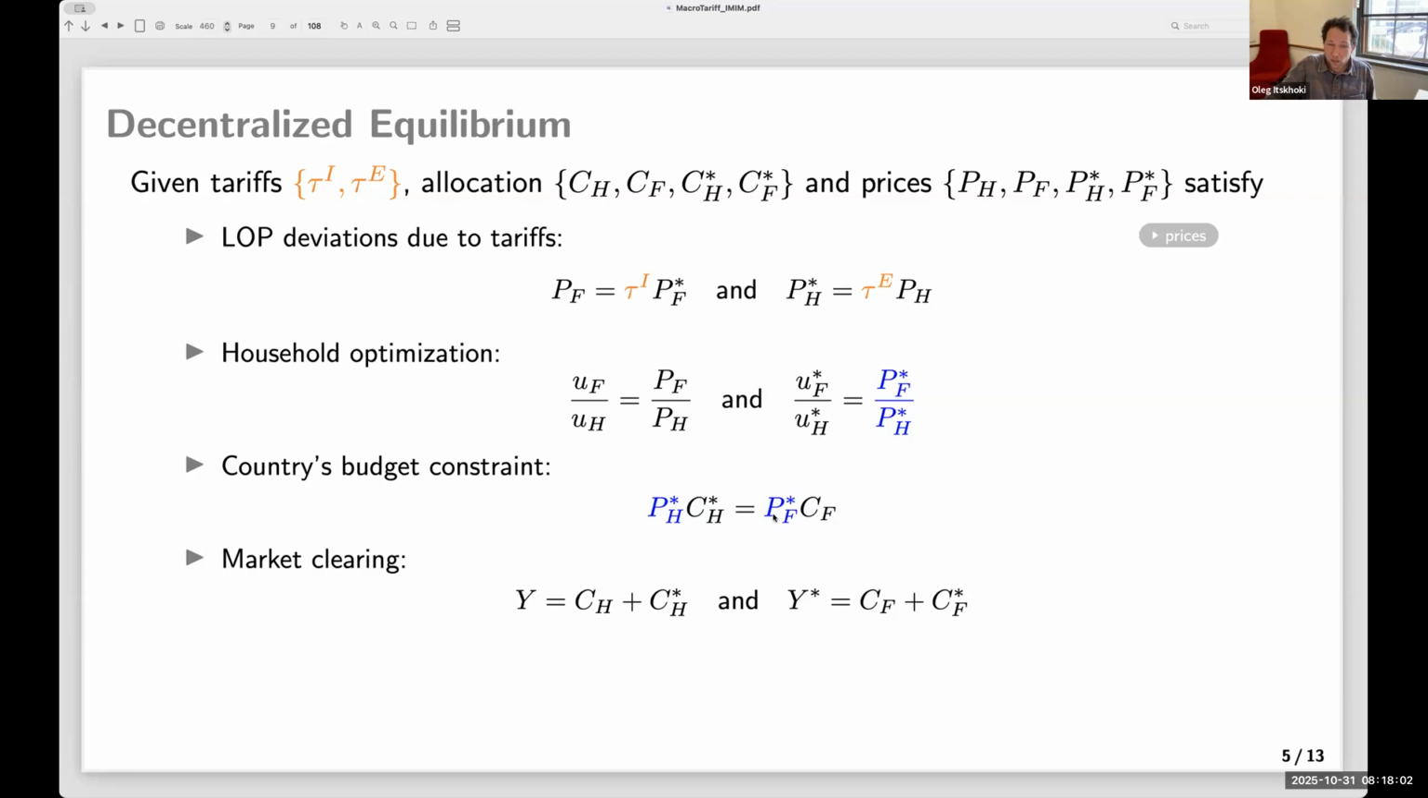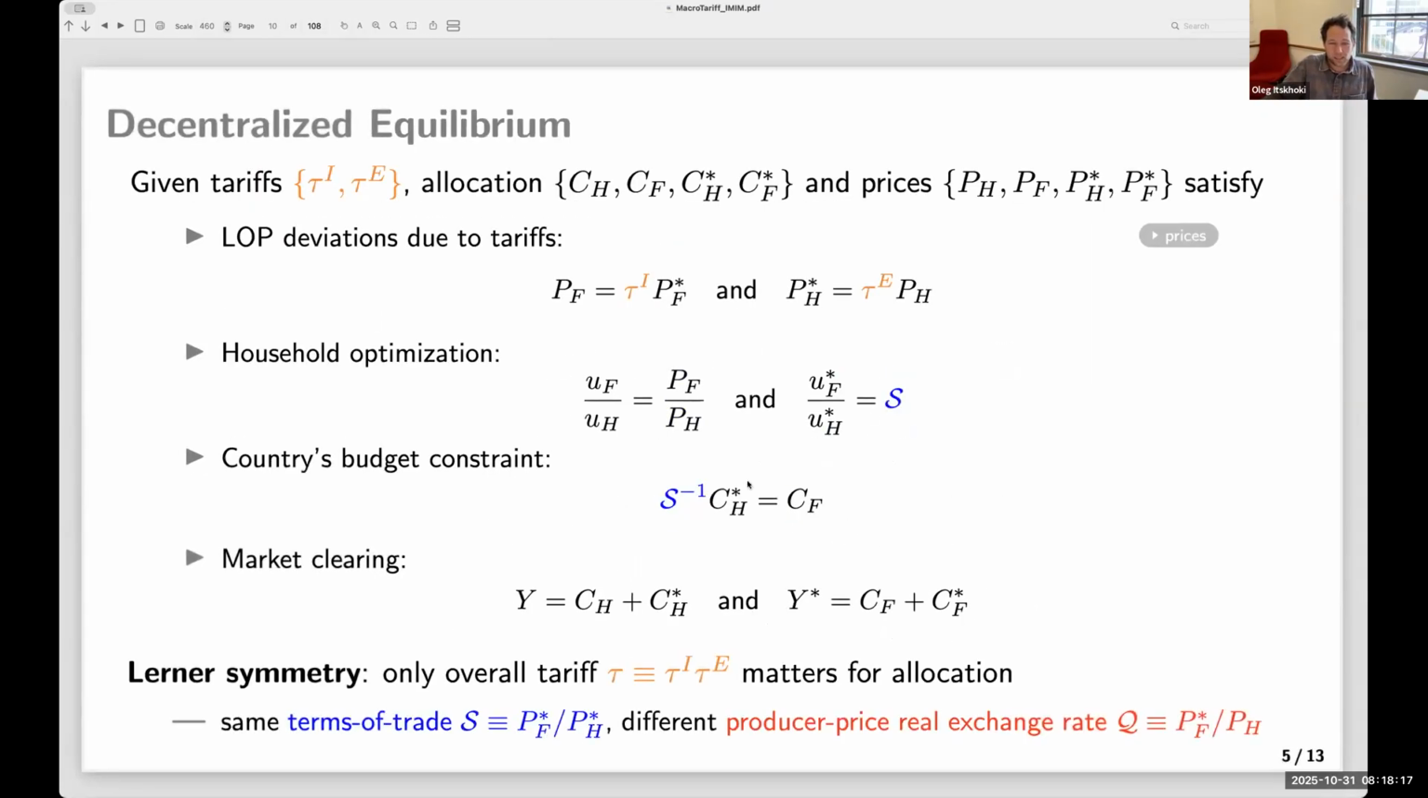And you can see this is the same relative price here as it is for the foreign consumer. And what the planner is trying to do is to manipulate it, right? He's trying to get better terms of trade by essentially using the tariff. I'm going to call this object the terms of trade, S. It shows up in the budget constraint. And so all the planner is trying to do is to manipulate the terms of trade by using these two instruments. And of course there is the market clearing. And so as you can see, the only price that's relevant for allocation is actually the terms of trade. And this is the reason why there is just one price and two instruments.